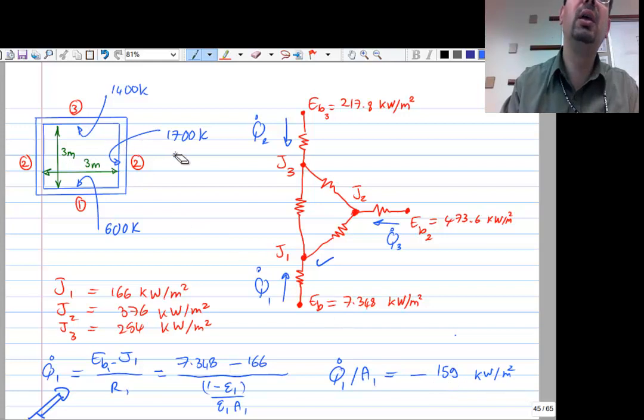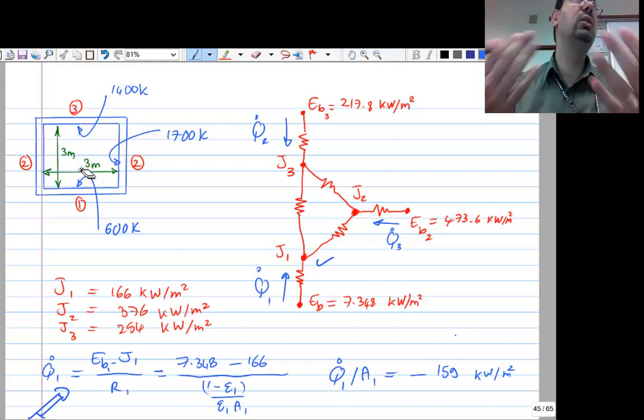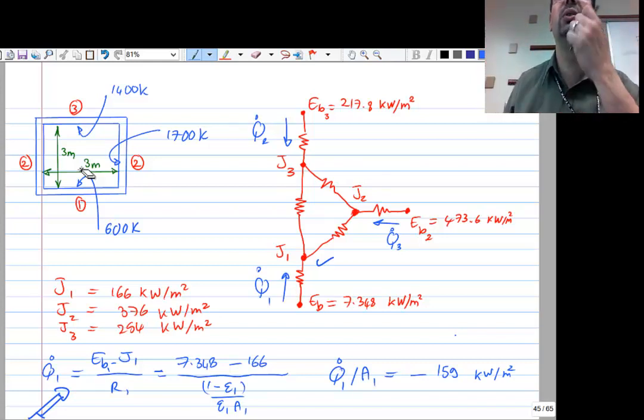Why the minus? Because look at that: 1700, 1400, and you are 1600. What do you expect your Q dot 1 would be? It will always be negative. You will get radiation in that furnace. At the floor, you will receive radiation, not send radiation out. Okay?